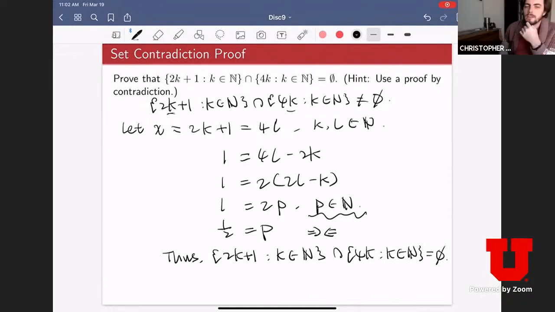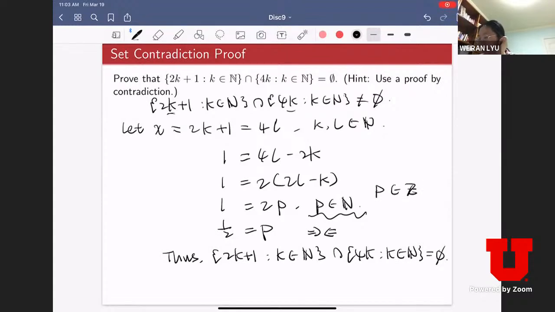I had a quick question about the domain of p. Can we say that it's in the naturals, or would we have to say that it would be an integer? Yeah, good question. I think in this case, to be more precise, it should be integer, because 2l minus k can be a negative number. It would be better to say that p belongs to the integers. All right, any other question?